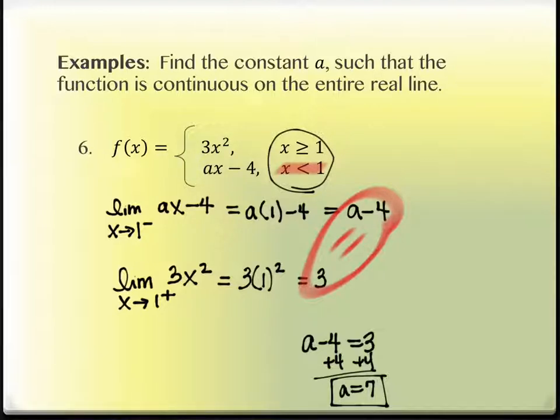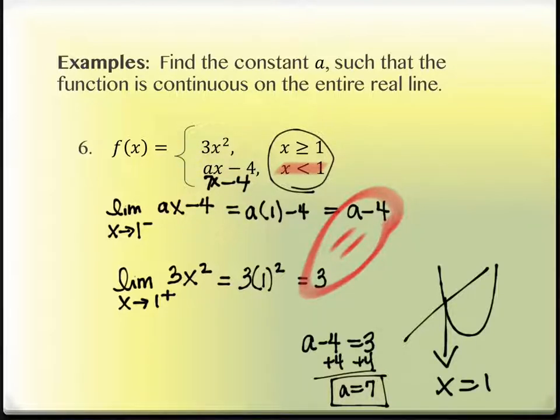However, at the very least, what you could do is graph the 3x squared, and you could graph the line that would be 7x minus 4, because that's what we just found, right? And you could see that when it's 7x minus 4, at this particular point right here, x equals 1, that they meet. And you could see that on a graph, if you want to look at it from a graphical standpoint.